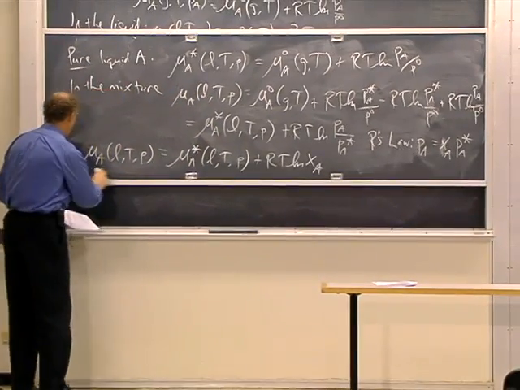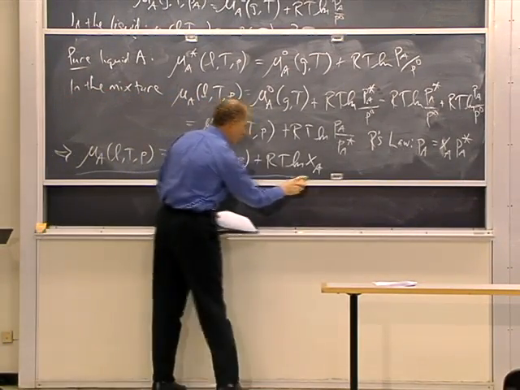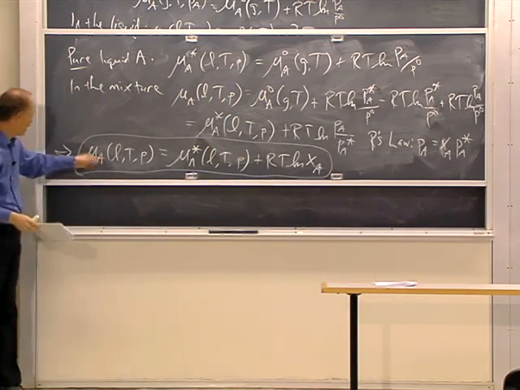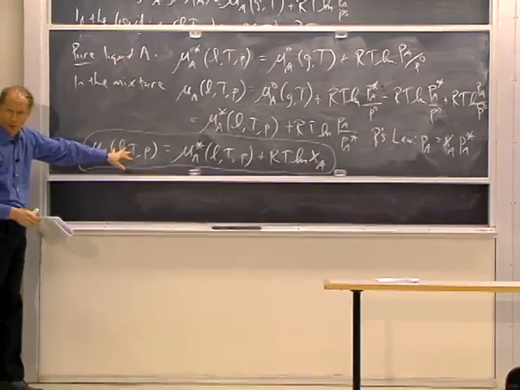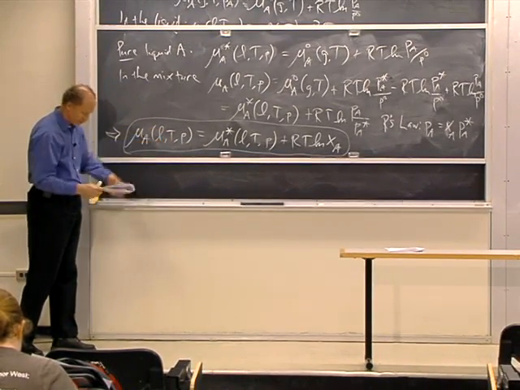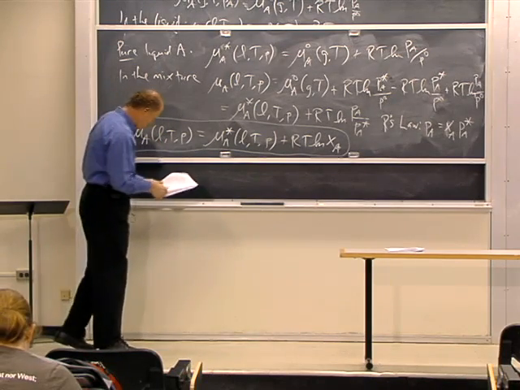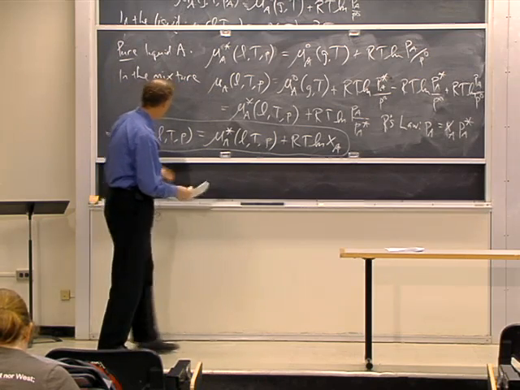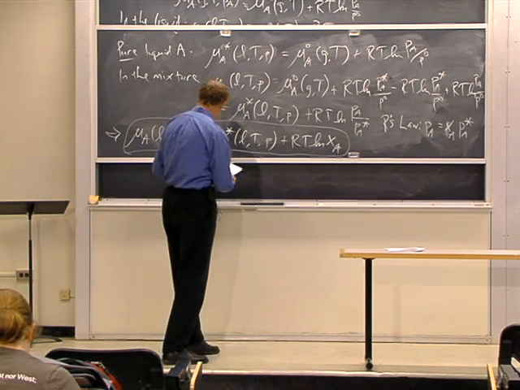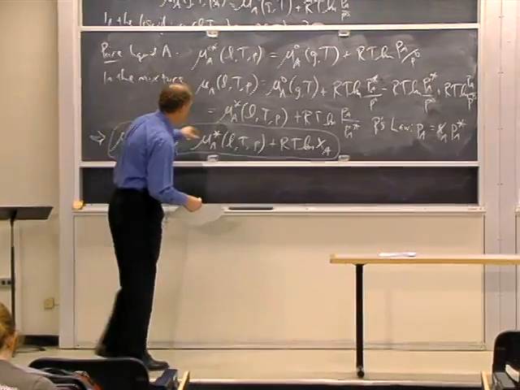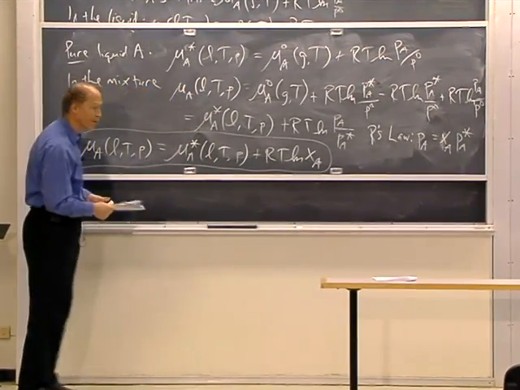So that's a very simple expression for the chemical potential of A, and of course the analogous expression will hold for any of the constituents in an ideal liquid mixture, right? By the way, it's convenient because it looks just like the chemical potential in a mixture of ideal gases, except that we have liquid instead of gas here, right?